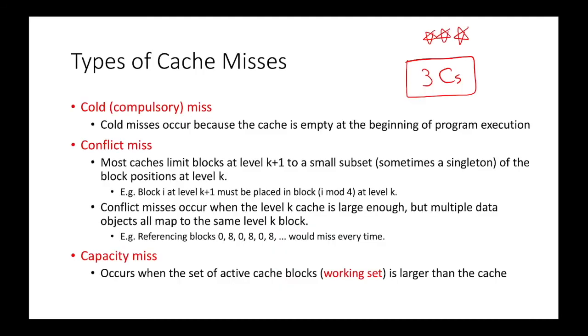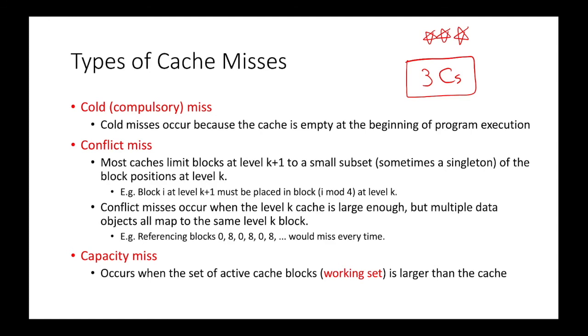There are 3 types of cache misses. It's called the 3 C's. The first type is cold miss, also known as a compulsory miss. A cold miss occurs when we access a block for the first time, and because the cache is empty, it causes a miss.